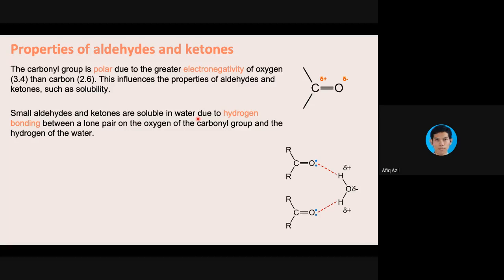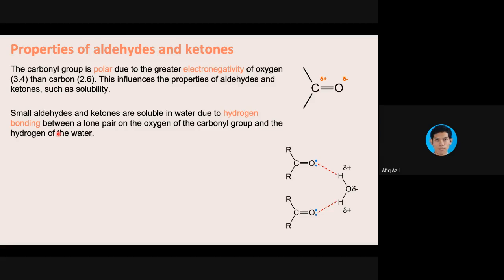So, small aldehydes and ketones. The word small here means a low number of carbon. Let's say the structure contains only 2 carbons, 3 carbons, 4 carbons. Large aldehydes and ketones normally have more than 10 carbons, for example, or it can reach up to 20. So that is large size aldehyde and ketone.